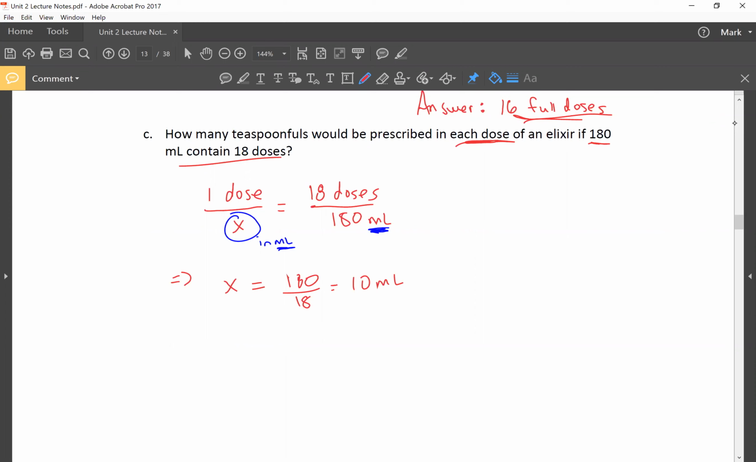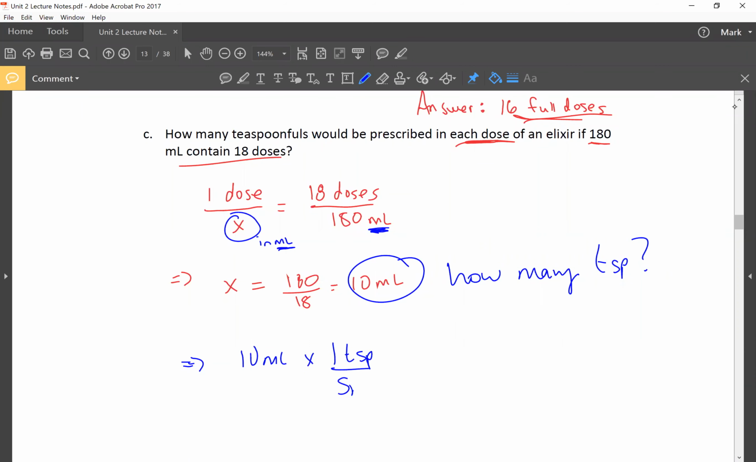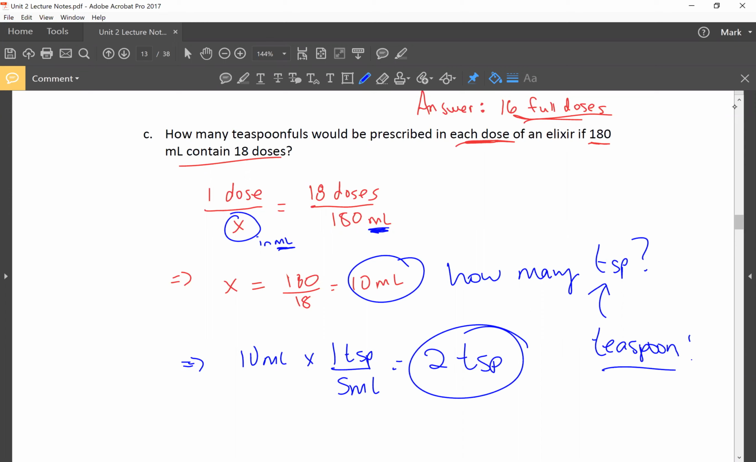Okay, I'm not done the question, though, because the question says, how many teaspoons? Well, the last step for this one is 10 milliliters times 1 teaspoon over 5 milliliters, 2 teaspoons. TSP means teaspoon. So I could get 2 teaspoons out of 1 dose.